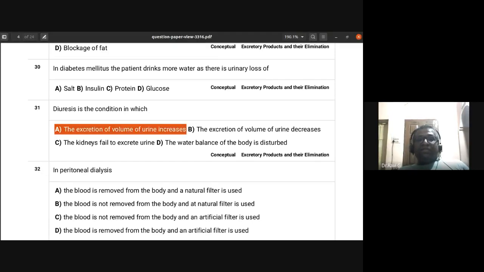So with this, we'll wind up our complete paper discussion. I have already discussed questions 32 to 90. That completes our paper discussion of the NEET paper, that is weekly test 5.